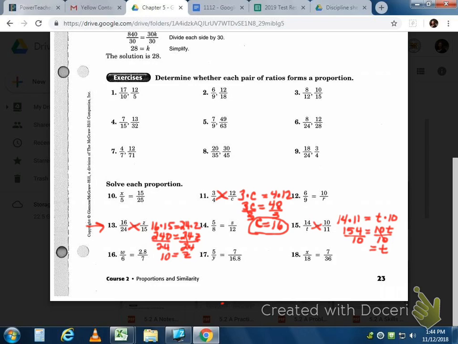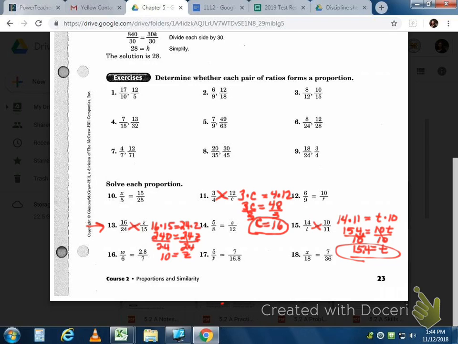Do you have a calculator handy? When you are dividing by 10 or a power of 10, however many zeros you have on that number is how many places you move the decimal. So we have one place. It's a 10. So where's the decimal in 154? Right after the 4. So 15.4.